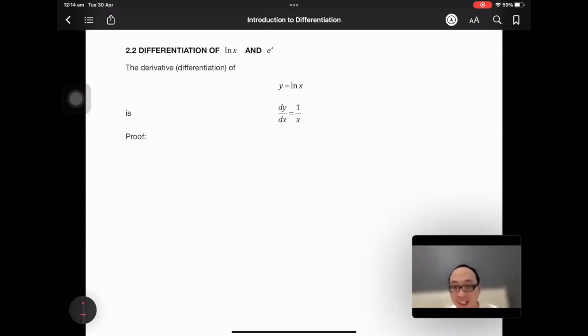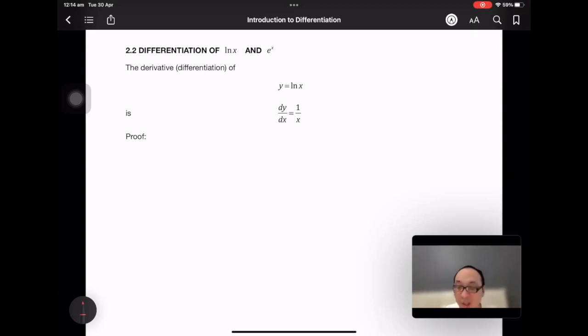Okay, let's start the differentiation of ln x and e to the power of x. If we have a function y equals ln x, the derivative of ln x, dy/dx, is equal to 1 over x. How do we prove this derivative? To prove this, you need an understanding of the natural number.